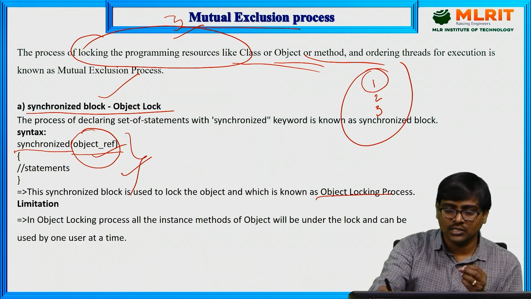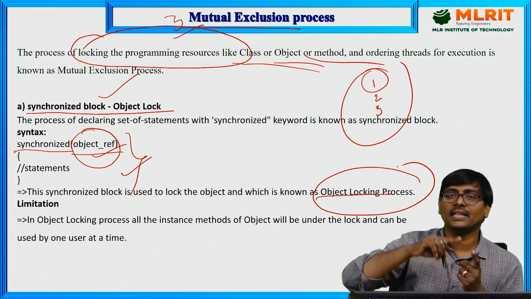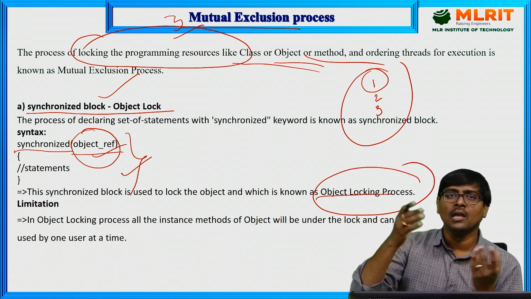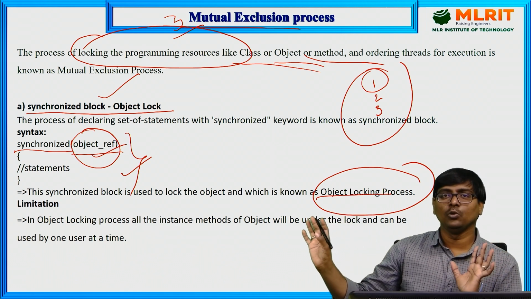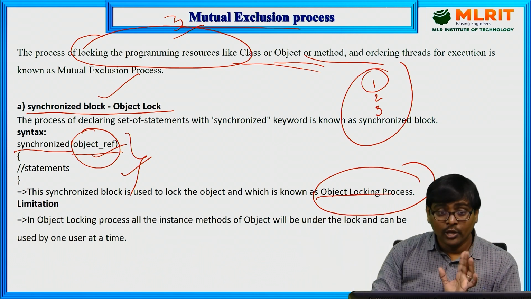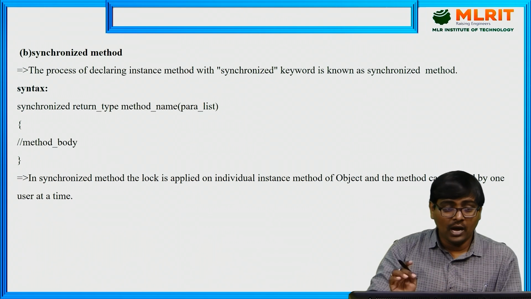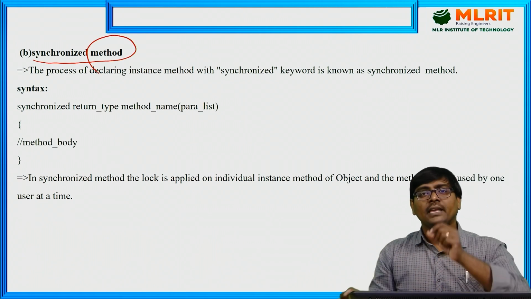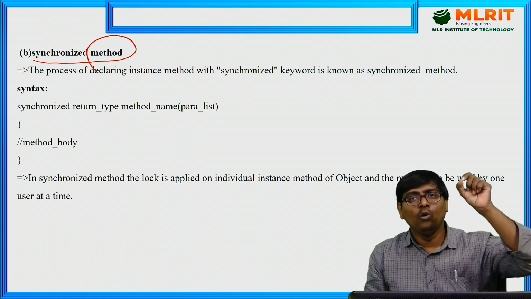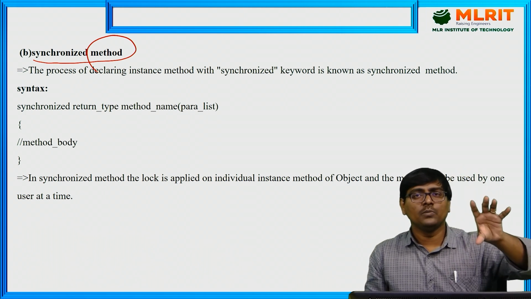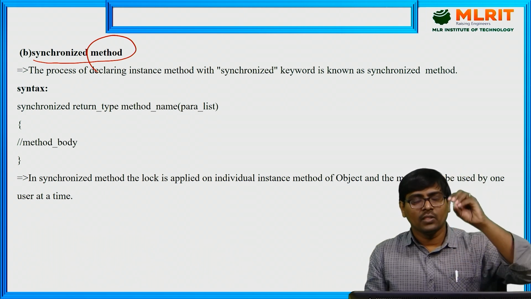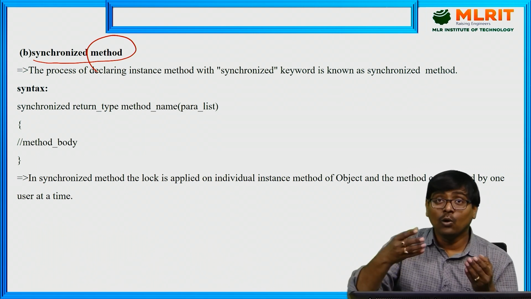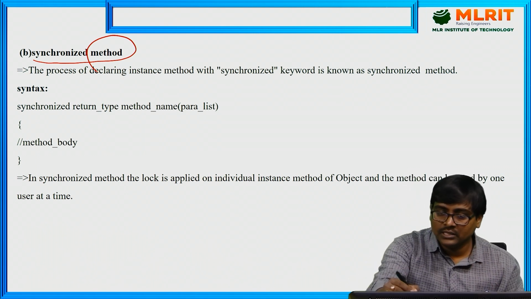Just now we discussed that the entire object is locked. Even though there are no shared resources under the lock, they cannot be used by the remaining threads. Now, to overcome that, we are moving to the synchronized method. Here the lock is applied only to the method. So, which method has the shared memory? That is the shared resource. The lock is applied only for that method.